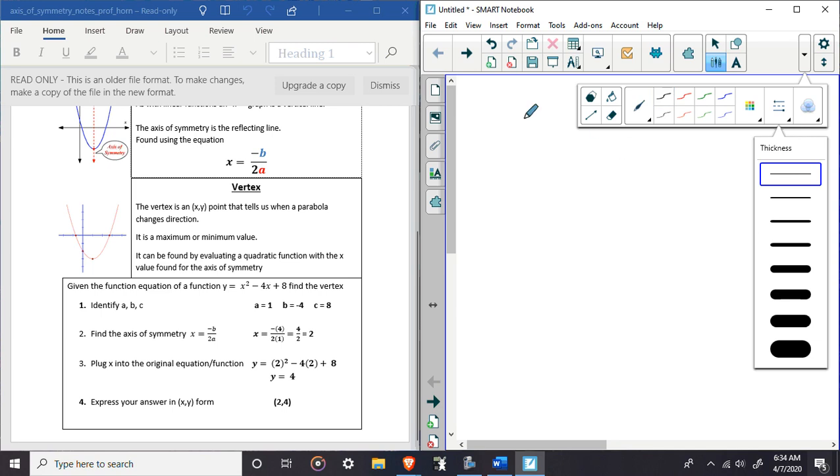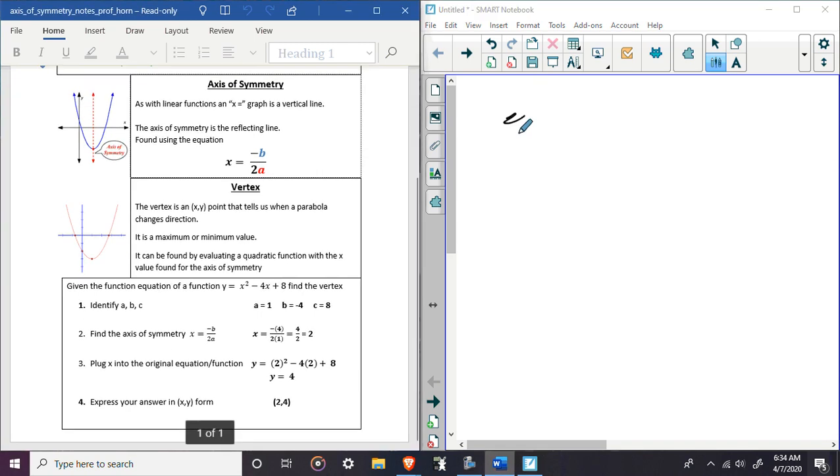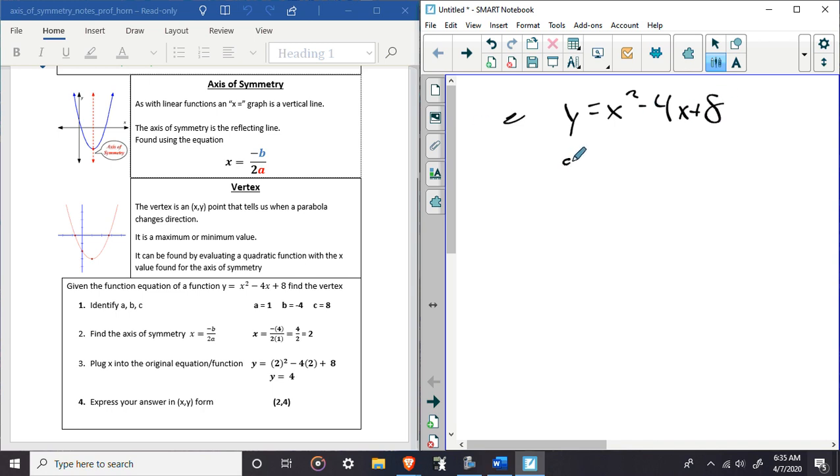All right. Good. Okay. So this first one they gave you, it's not working. This is y is equal to x squared minus 4x plus 8. Now your first thing, identify a, b, and c. a is equal to 1, b is equal to, don't forget the negative sign, negative 4. And c, which we don't actually need for this problem, is 8. Now, find your axis of symmetry. x equals negative b over 2a.